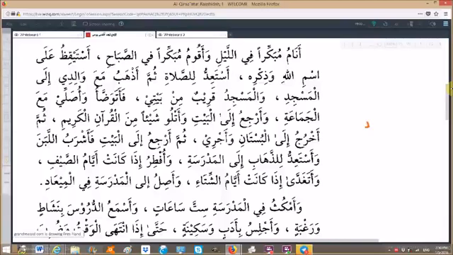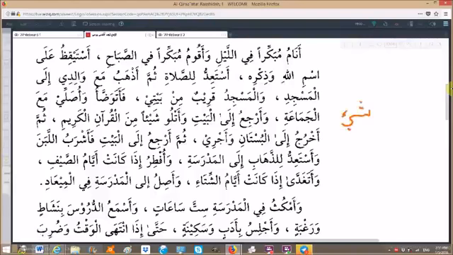وأتلو from talaa, yatlu, to recite. We're probably familiar with the word tilawa, tilawatul Quran, recitation. ثم أتلو شيئا, then I read or recite something. Shay is something, or it's a thing.